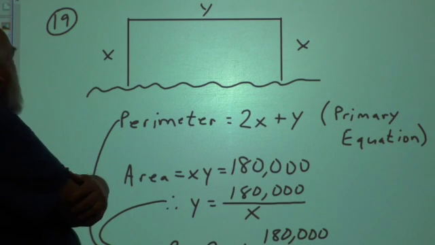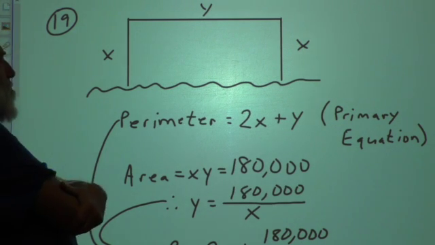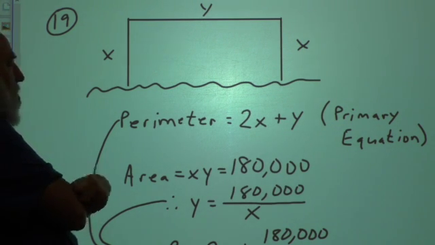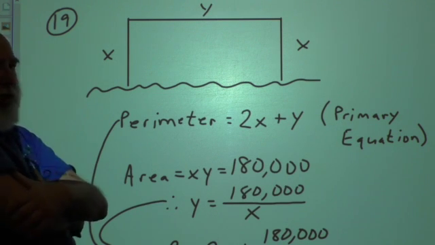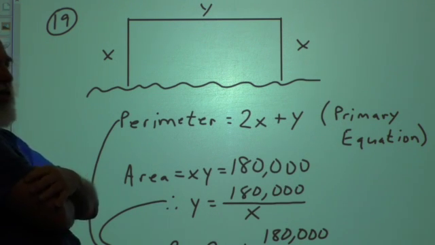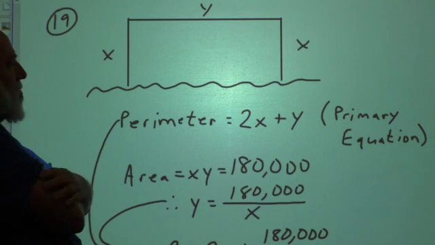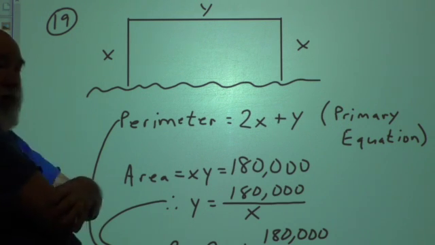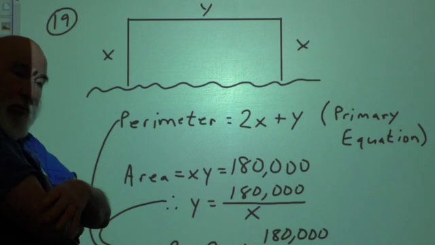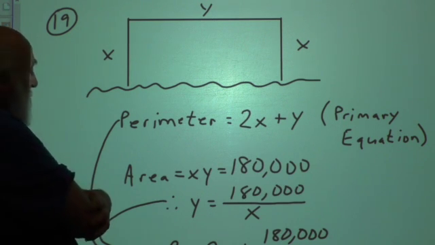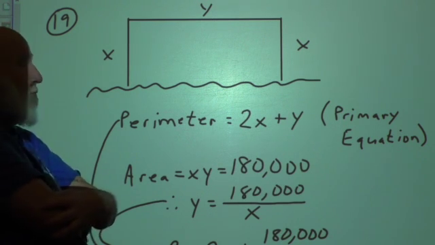Next one is an interesting problem, number 19. You've got a farmer who has a fence along a river and is trying to minimize the cost of his fencing, so he's doing a little calculus. A smart person using calculus in this scenario, and it's a wonderful idea.